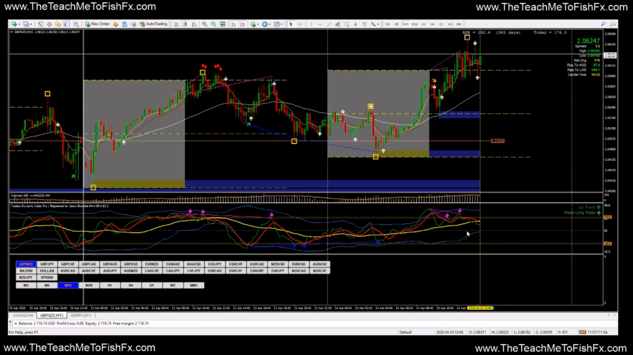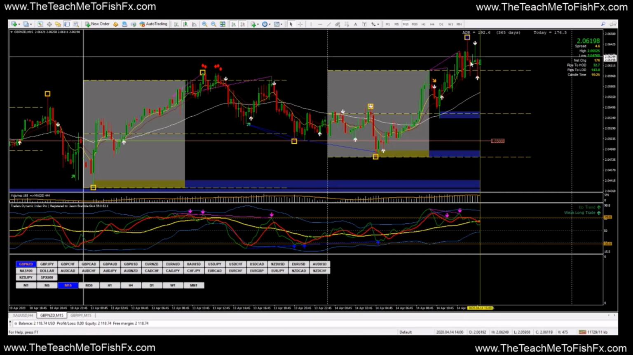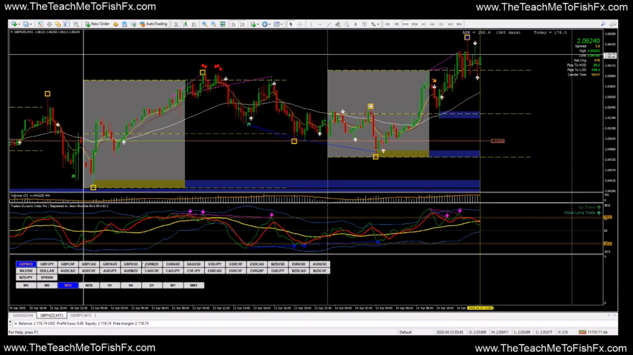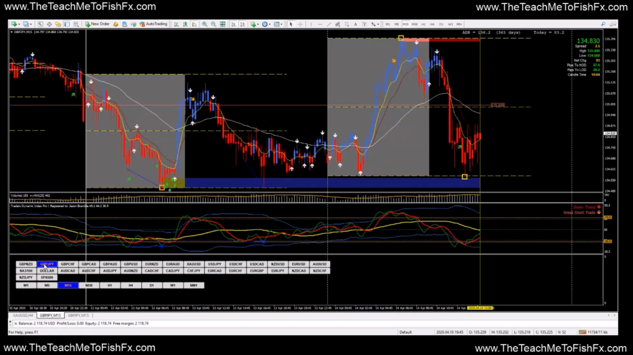Now I have my own set of rules that I look for before I actually enter into a trade. So of course you see that the market is consolidating off of this high here. I like how that looks. So that's a high probability that we'll get a reversal off of that high.